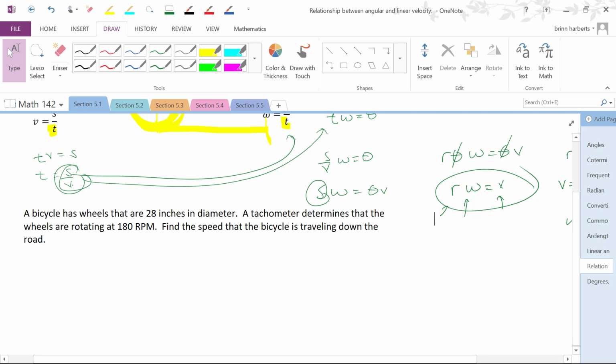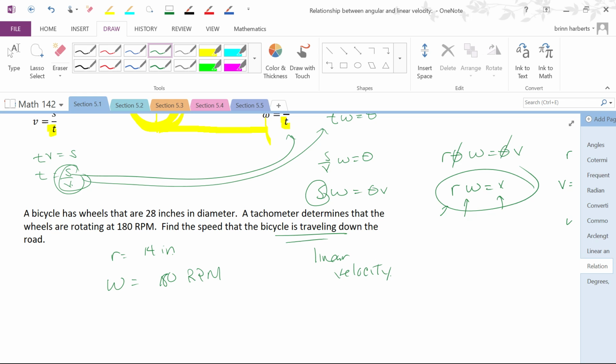So it tells me here a bicycle has wheels that are 28 inches in diameter. That means that r is 14 inches. That's important. A tachometer, which is just a means of measuring things, determines that the wheels are rotating at 180 rotations per minute. That's rotations per minute. That's angular velocity. RPM. Okay. Find the speed that the bicycle is traveling down the road. That is linear velocity. Okay, great.